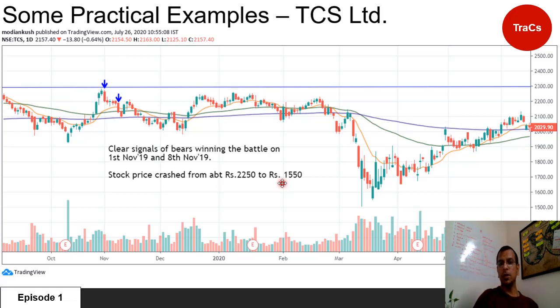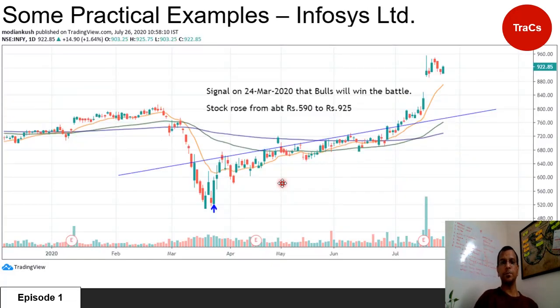Let's take the last example for today. This year, in February and March, we were hit with COVID, and many experts were predicting that it's doomsday and stock markets may not rise for another year. But Infosys gave a bullish signal on 24th March, a big bullish candle with a very small wick on the top, or an upper shadow. And since then, the prices have rocketed from 550 to 925, which is an increase of more than 50%.